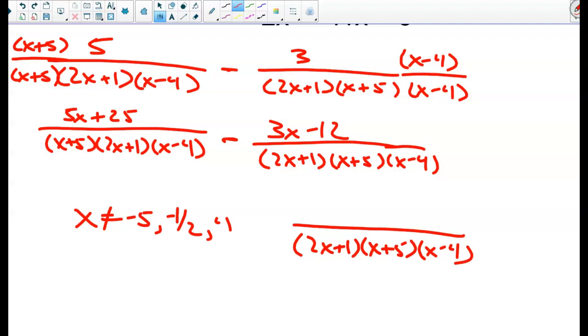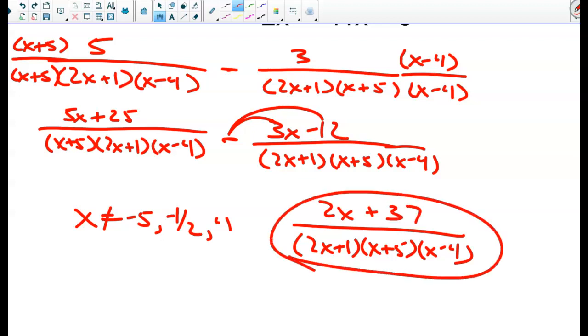5x minus 3x is 2x. As negative gets distributed to both terms, 25 and 12 is 37. There's my answer.